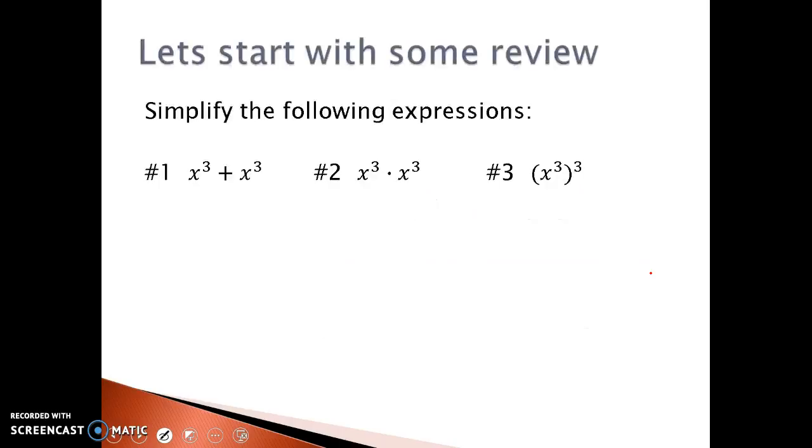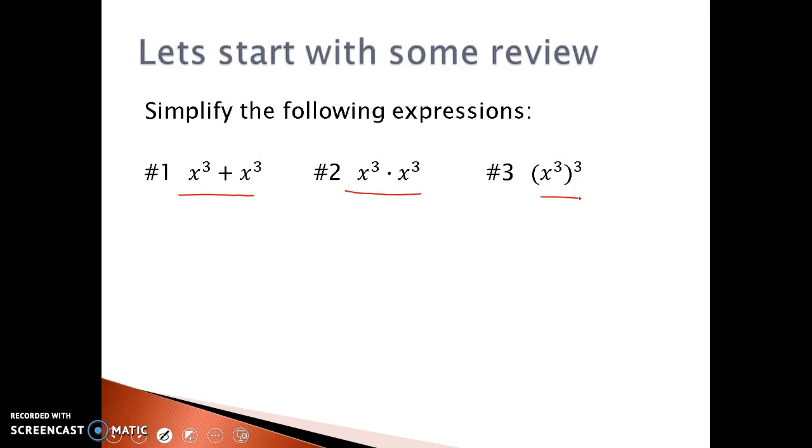So let's go ahead and start with just a little bit of a review from our last unit, things that we're going to need to know when we do what we're going to be doing today. I want you to pause the video and just complete these three problems and see if you can remember what happens when you take x to the third plus x to the third, and then x to the third times x to the third, and then x to the third, because they're all different. So pause the video and complete those, and then we'll move forward.